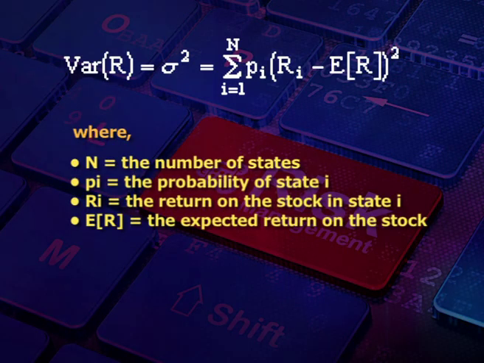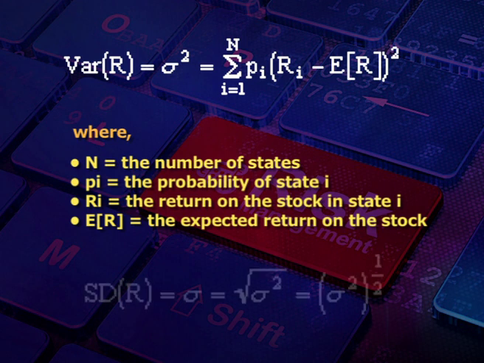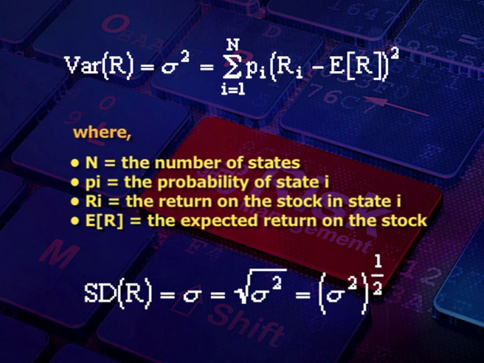Variance can be calculated using the equation that you see on the screen, where n is the number of states, Pi is the probability of state i, Ri is the return on the stock in state i, and ER is the expected return on the stock. You can see how the standard deviation is calculated.